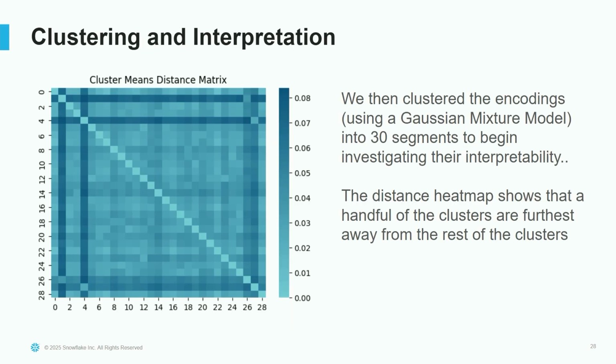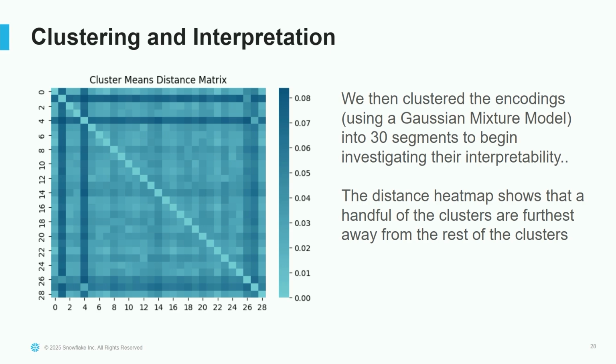So our ultimate goal here is to be able to get some interpretable personas about these type of session logins. So we clustered those encodings using a Gaussian mixture model, 30 segments here, and began investigating their interpretability. This is a heat map of the distances between the cluster means. You can really see the box around the outside, which is a couple: cluster 1 and 4, as well as 26 and 27, are a good bit further away from the rest of the clusters.